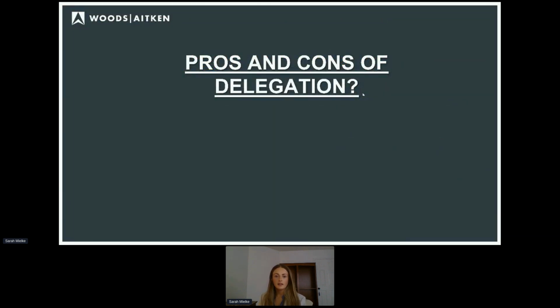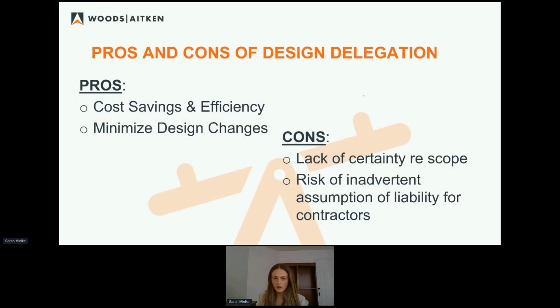So kind of leading into the pros and cons of design delegation, we're starting to see some of the risk. Design delegation is often discussed in terms of its complexity, but also in terms of its cost savings and efficiency, and minimizing design changes. Cost savings and efficiency can really be recognized on projects where there are very complex and large systems involved. And one of the most often cited benefits is the combination of cost savings and efficiency, leading to a generally smoother construction process when design delegation is involved.